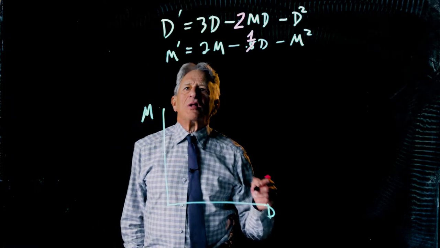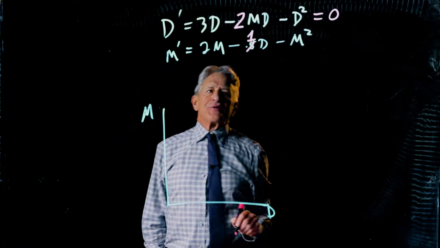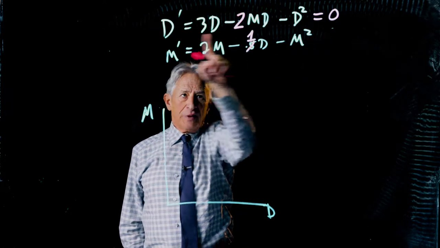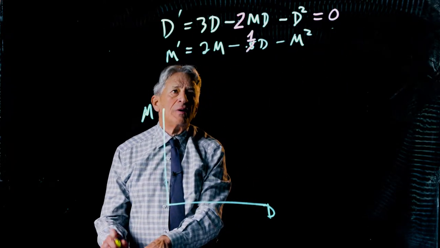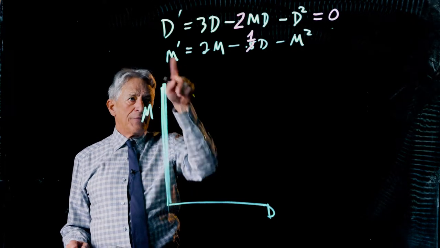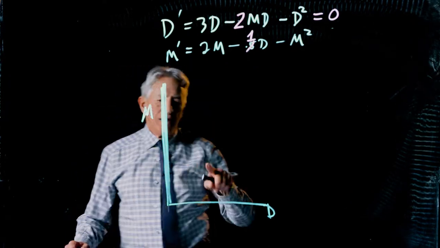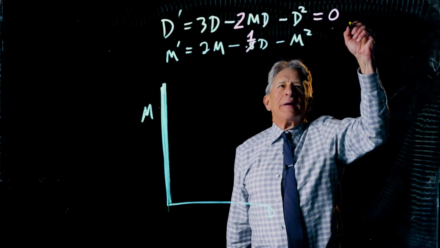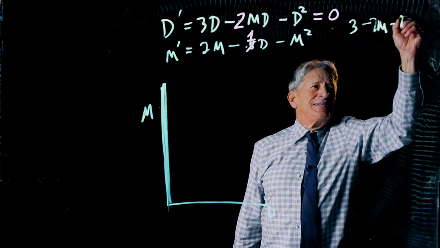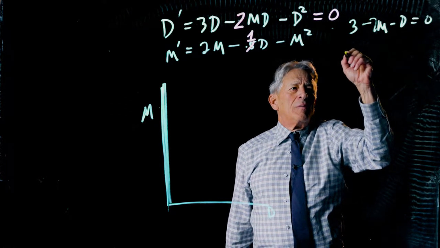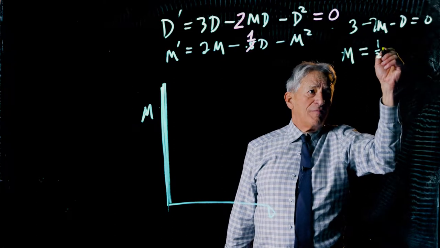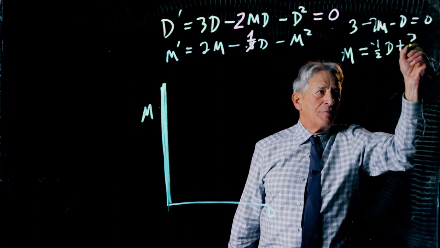So let's use the method of null clines. First of all, let's assume that this is 0. If this is 0, first of all, d equals 0 absolutely gives us what we need here. And so d equals 0 all along this axis, and that's part of the d null cline. And then if d is not 0, we can divide by it, and we get 3 minus 2m minus d equals 0. Let's move the m over. M equals 1 half of minus d plus 3 halves.